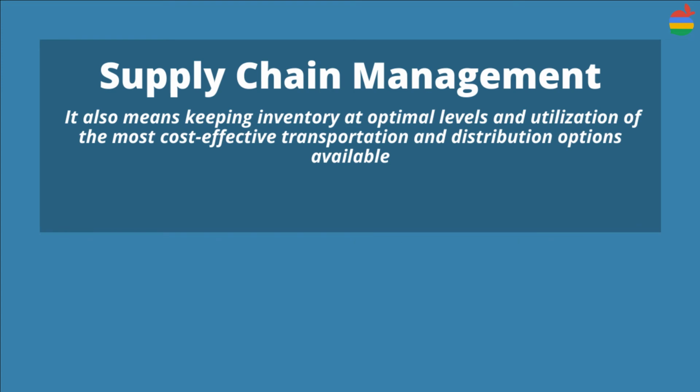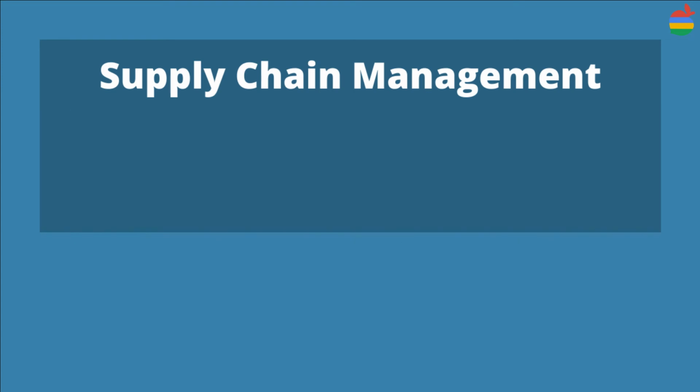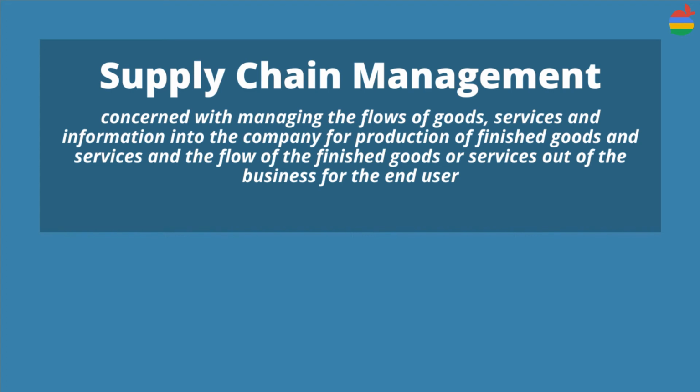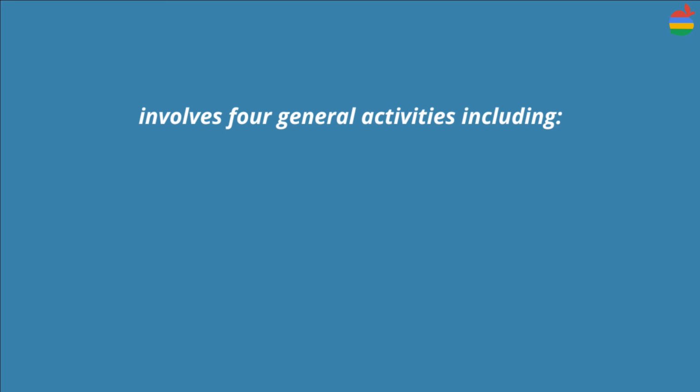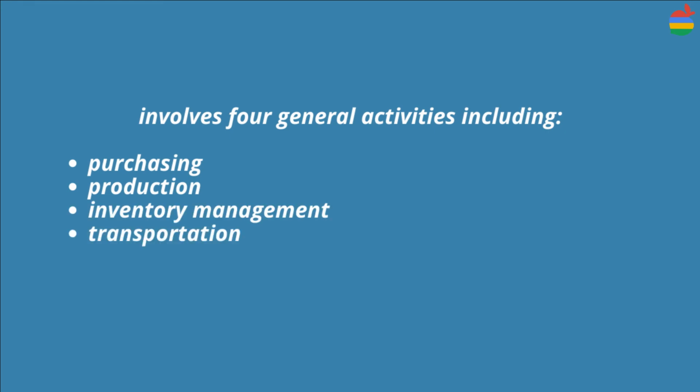Let's review what we have learned. Supply chain management is concerned with managing the flow of goods, services, and information into the company for production of finished goods and services, and the flow of the finished goods or services out of the business to the end user. A supply chain involves 4 general activities, including purchasing, production, inventory management, and transportation and distribution.